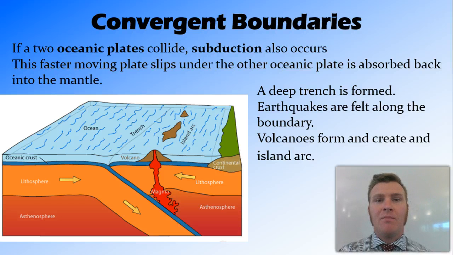Now eventually, as this happens, the volcanoes are going to get higher and higher and eventually get up above sea level. When they get above sea level, they form islands, and we refer to these as a volcanic arc or a volcanic island arc. Again, earthquakes are going to happen and a trench is formed, so similar to when an oceanic plate and a continental plate crash into each other.